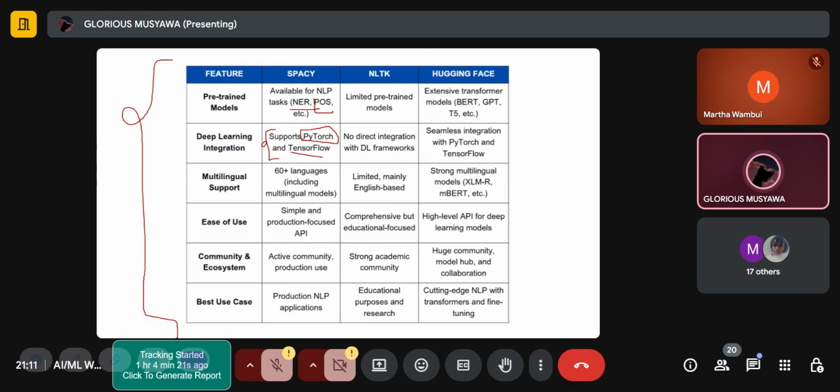The Natural Language Toolkit has limited pre-trained models. It has no direct integration with deep learning frameworks. It is limited and mainly English based. It's rule based, like I said. Comprehensive but educational focus, strong academic community, educational purposes and research. So you won't find yourself using NLTK for production, but sometimes you can find yourself using it.